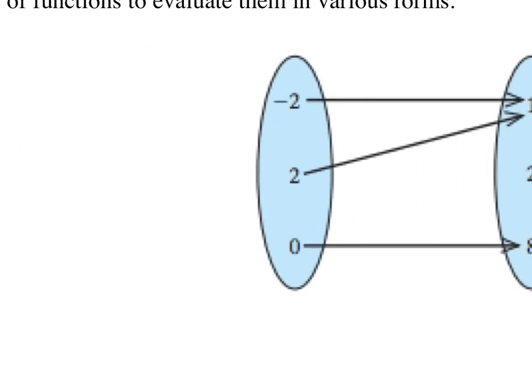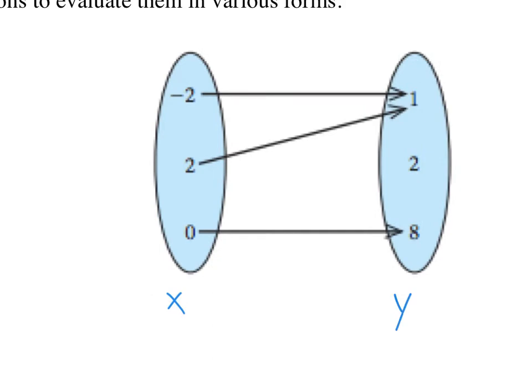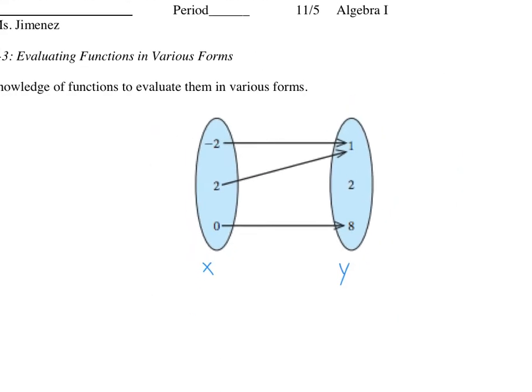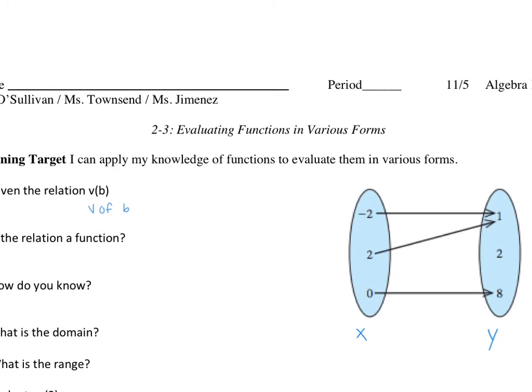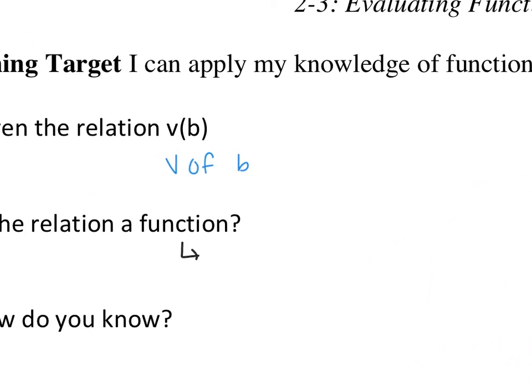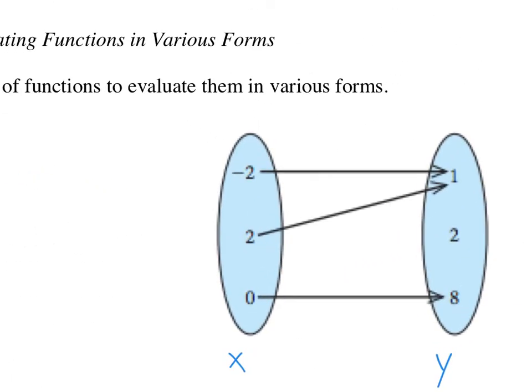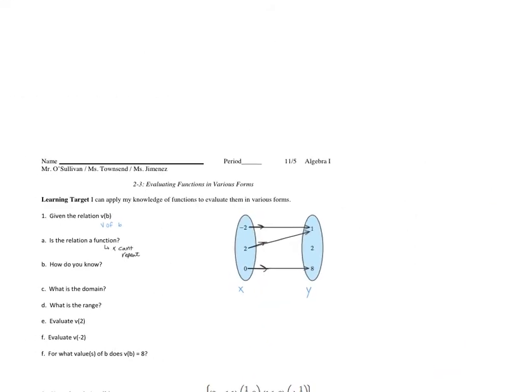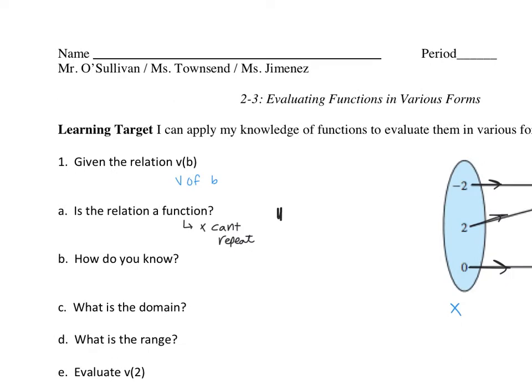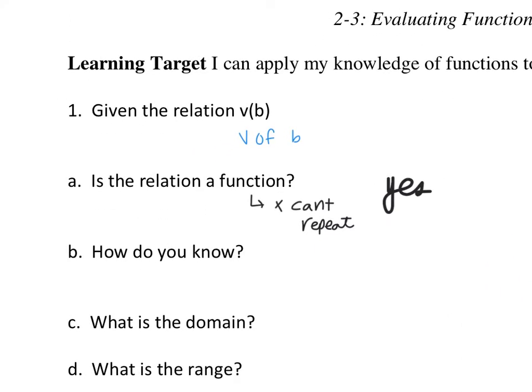Well, we know these are our x values. These are our y values. We know that in a function, the x values cannot repeat. So x can't repeat. If I look at my visual, I only have one arrow coming out of -2, one arrow coming out of 2, and one arrow coming out of 0. So yes, this is a function. And how we know? No x values repeat.